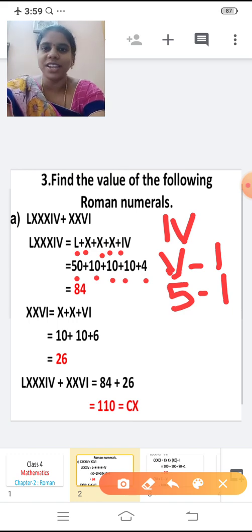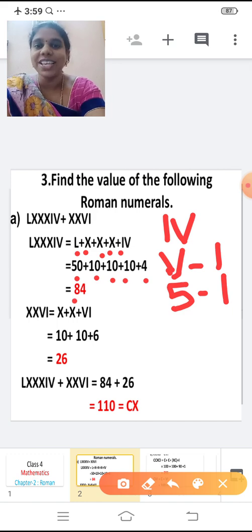Now add all together and tell me the answer, children. 50 plus 10, 60. 60 plus 10, 70. 70 plus 10, 80. 80 plus 4, 84. So the answer is 84. So we have found the value for the first Roman numeral.